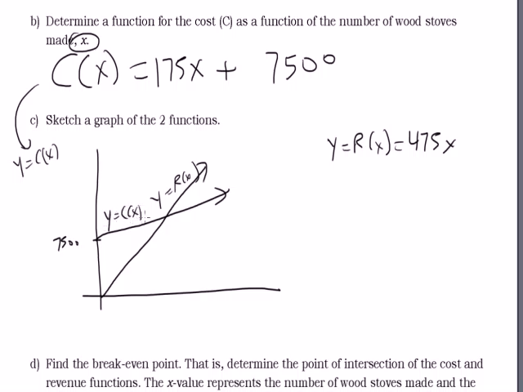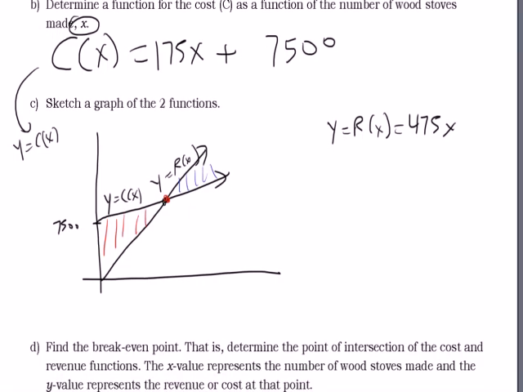What you're going to need to notice here is that these two functions meet. This is called the break-even point, the point at which the functions meet. Over here, the cost was more than the revenue, so they're losing money. Over here, the revenue is more than the cost, and they're actually making a positive profit.